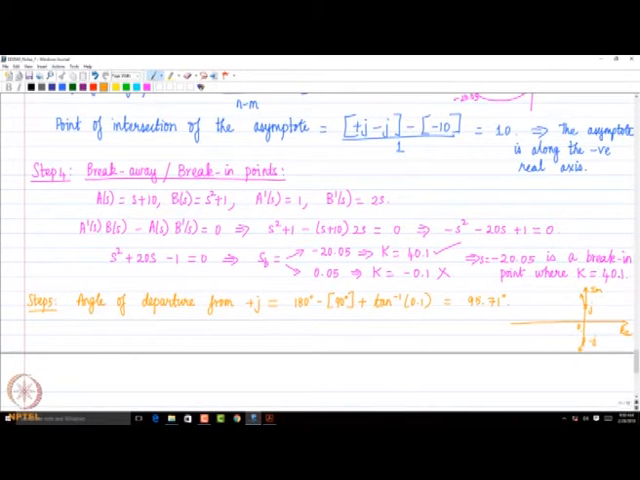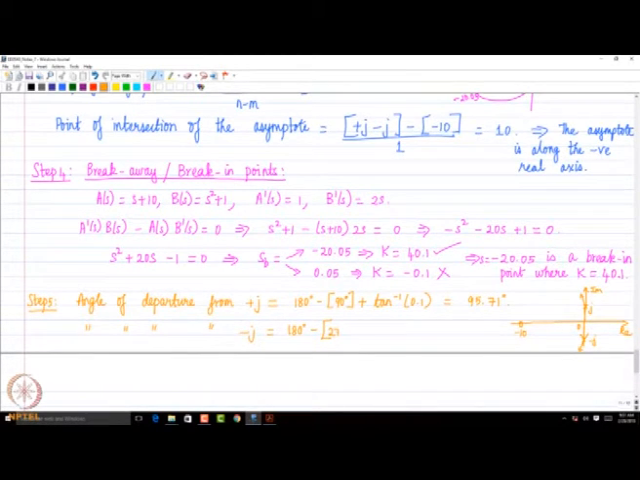Because you can only have complex conjugate poles, you can immediately figure out that the angle of departure from minus j is going to be either 360 minus this or minus 95.71. But anyway, I will calculate it so that we convince ourselves. So you have a 0 at minus 10, and now we are looking at minus j. What is the angle made by the vector drawn from the other open loop pole to this pole? It is going to be minus 90 or 270. You can write it either way; let us write it as 270.